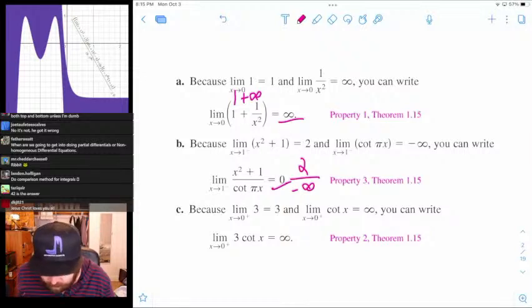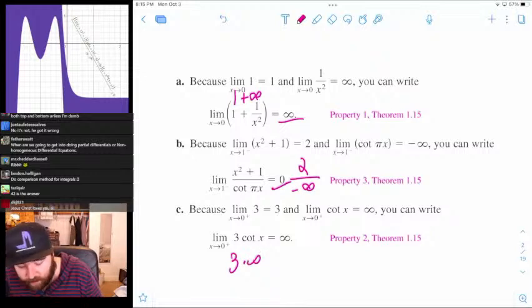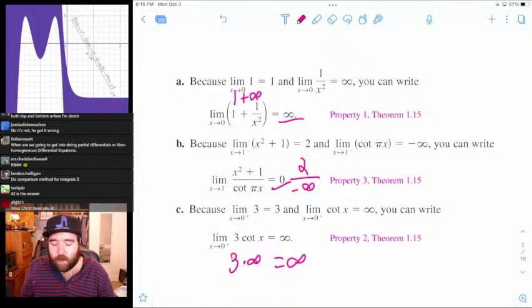And then the next one, they're showing multiplication. They're showing that the limit as x approaches 0 of 3 is 3. Cotangent is infinity. So if you do 3 times infinity, that's still infinity. That's all these are pointing out. And this should all be kind of intuitive, maybe. If you take some massive number and you add anything to it, it doesn't change it. If you subtract anything from it, it doesn't change it. If you multiply or divide anything by it, it doesn't change it. But if you divide by infinity, you get 0.